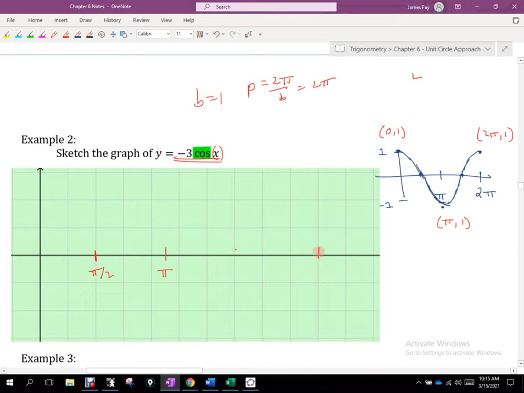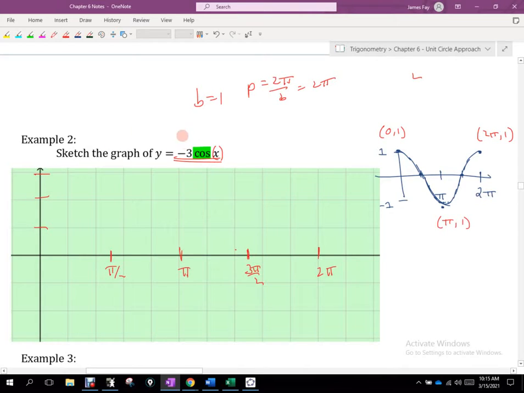Clean it up. Let's make it easier. Go to 2 pi there. So now pi would be here. Pi over 2. Just try to keep things a little bit to scale, or as to scale as possible. Okay, so now my y-axis, that right there.